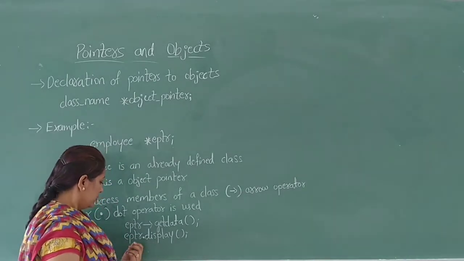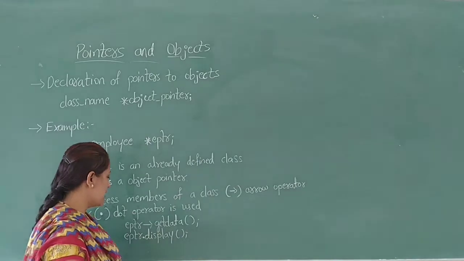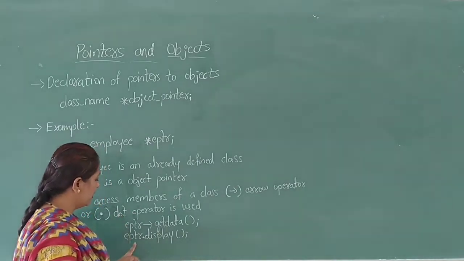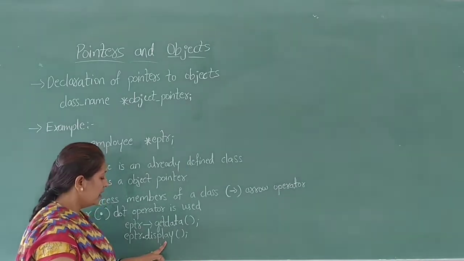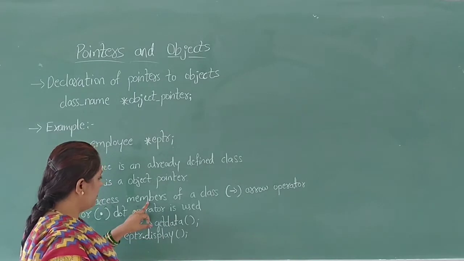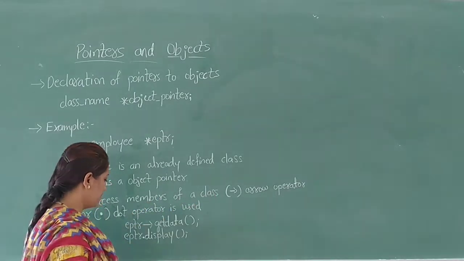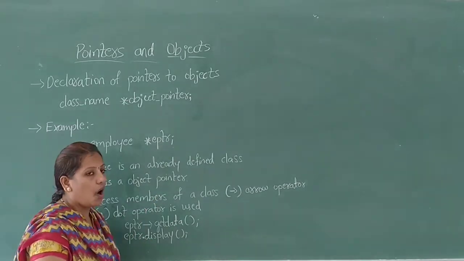And also we can access members of a class using the dot operator, EPTR dot operator display. In this member function we are going to display values of members of a class using the dot operator and object operator.